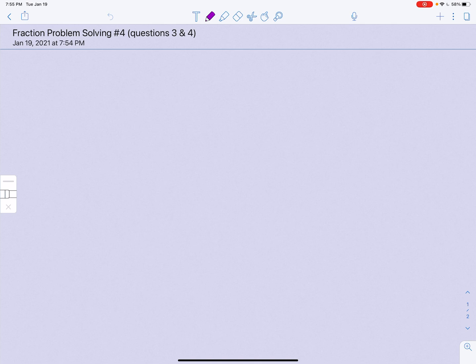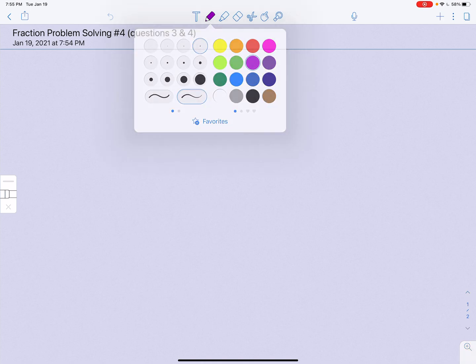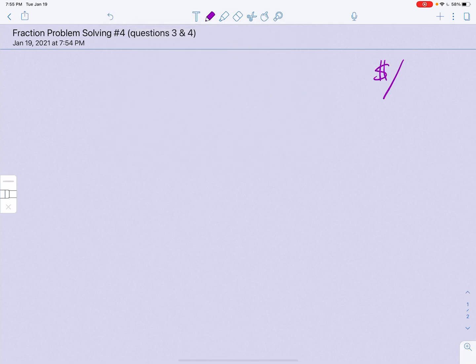So, per hour means dollars per hour. It's written like that. So, this right there means divide. So we're going to look at this and think about the fact that it's telling us hours and it's telling us money. So we have to figure out some things using this information.